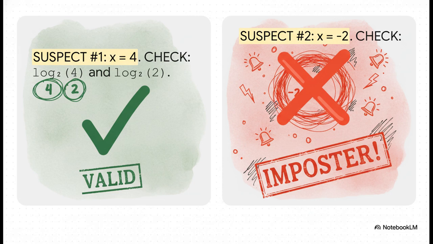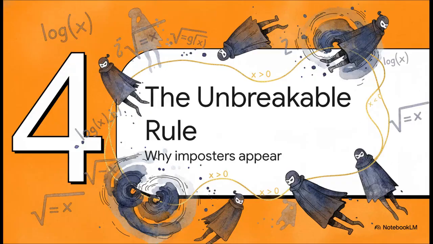Okay, now for suspect number 2, x equals negative 2. The moment we plug it into that first term, log base 2 of negative 2, alarm bells should be going off. That violates our unbreakable rule. So x equals negative 2, it's the imposter. Case closed. So this raises a really big question. If negative 2 was never a real solution to begin with, why did our algebra give it to us? I mean, where do these fakes, these so-called extraneous solutions, even come from?